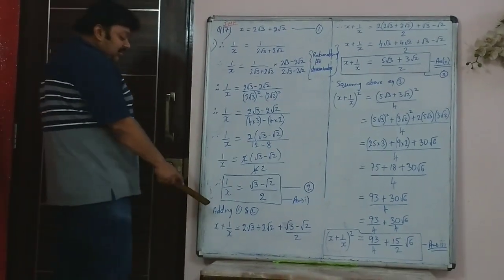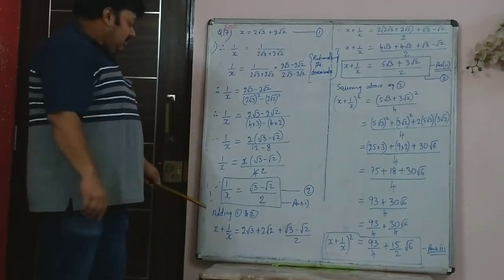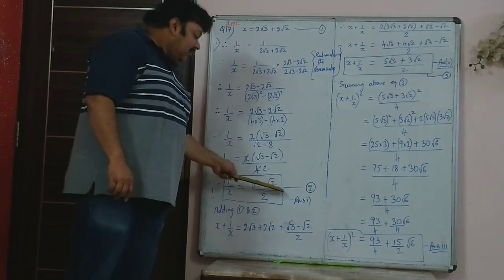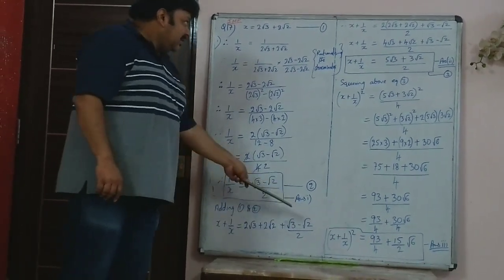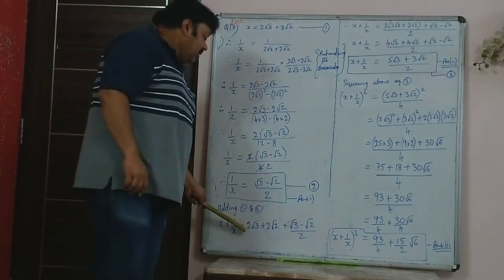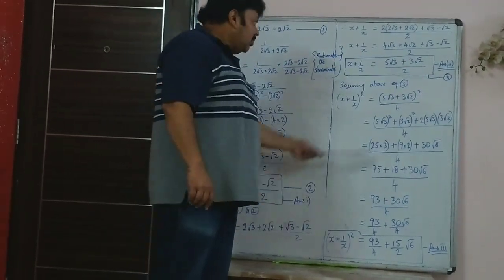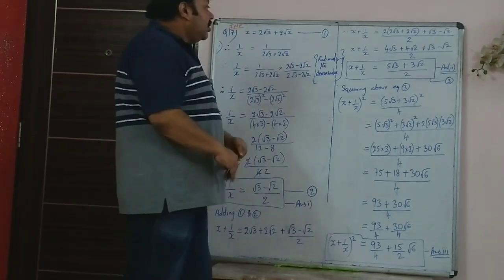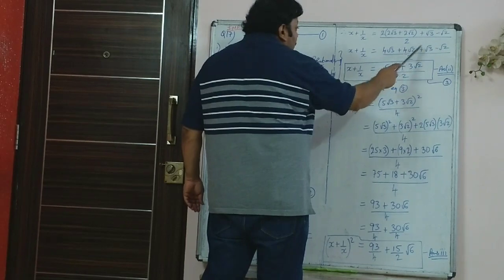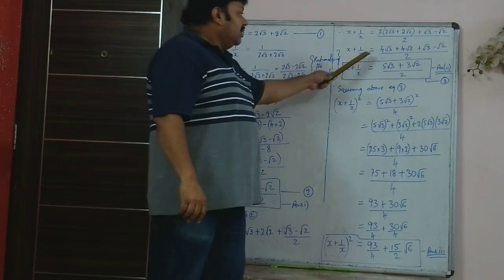Then the second part of the same question is x plus 1 by x. So when you have x plus 1 by x, it will be this number x plus the simplified form of 1 by x. So now take the LCM. When you take the LCM, 2 has to be multiplied with both these terms. So it becomes 4 root 3 plus 4 root 2 plus root 3 minus root 2 upon 2. So this is 5 root 3 and this will become 4 minus 1, so that is 3 root 2 upon 2. So this is the second answer.